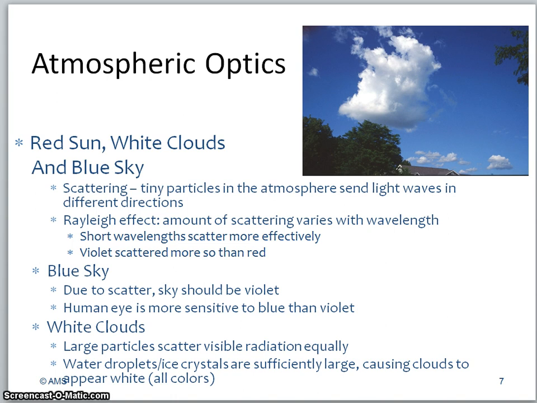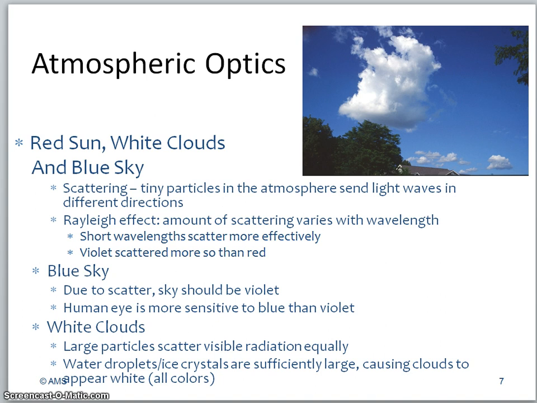But that's why we have the nice blue sky, because of the scattering, and because your eyes are more sensitive to the blue as opposed to the violet. Clouds, the same idea, except in those clouds there's water droplets, so there's a lot of different types of scattering going on, and so you end up seeing it more as a white color.